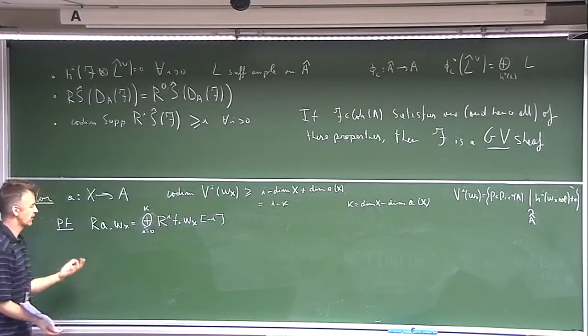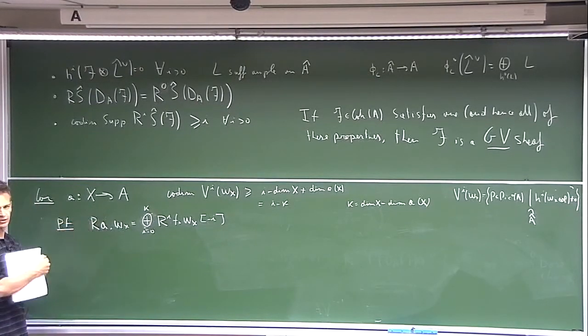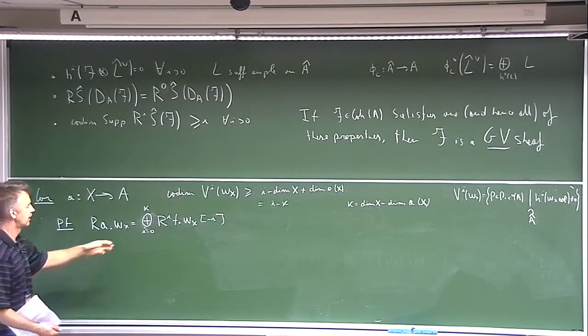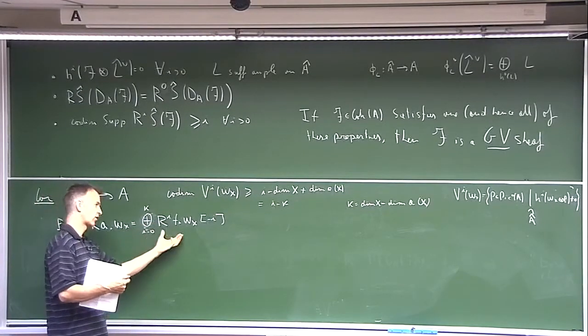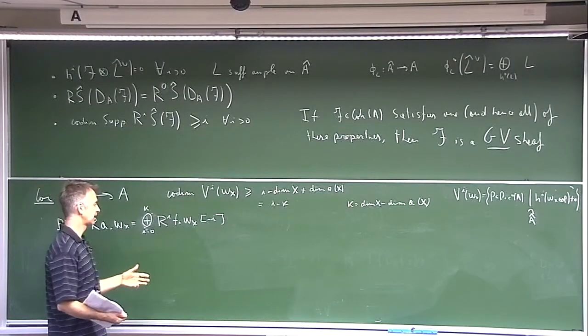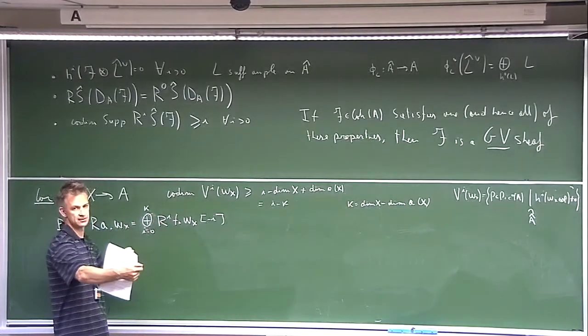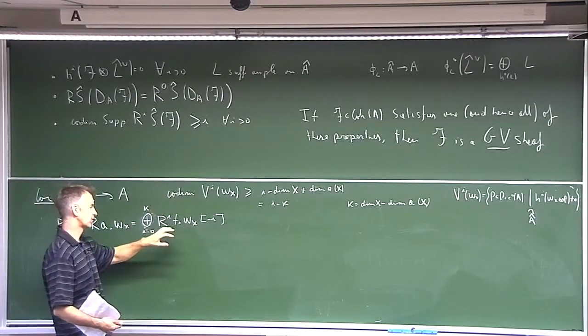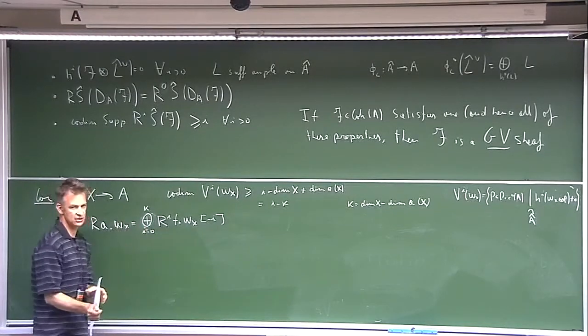OK, so there's a couple of comments to be made. This is an element of the derived category. You really have to think of it as a complex. This is just a direct sum of torsion-free coherent sheaves shifted by i. So for example, if you apply any functor to this, you just get the sum of the corresponding functors. I'll do that in a second with the cohomology functor. And any spectral sequence that you apply is automatically degenerate.